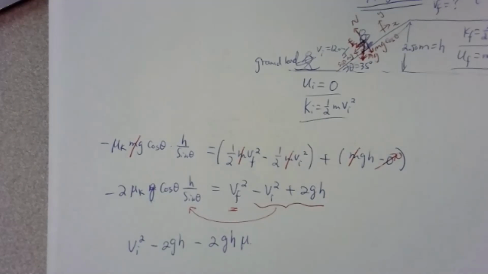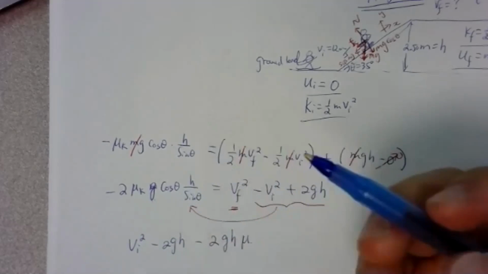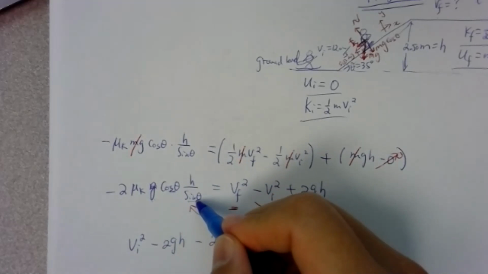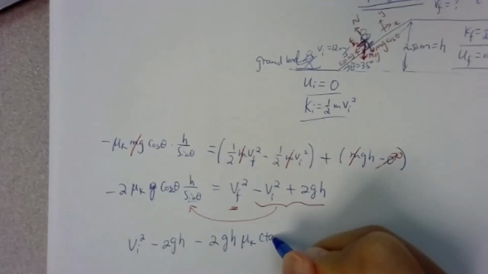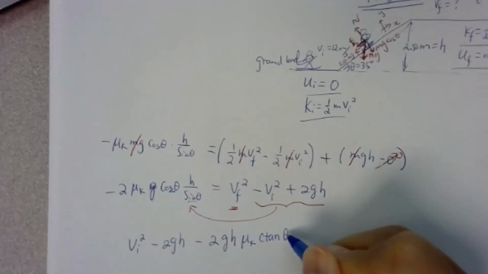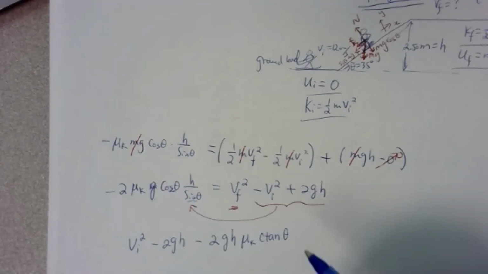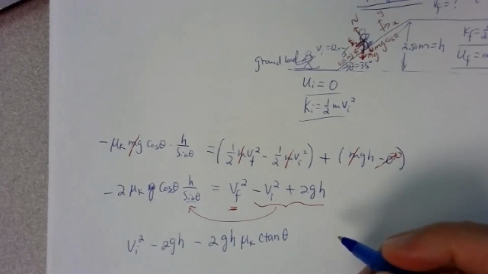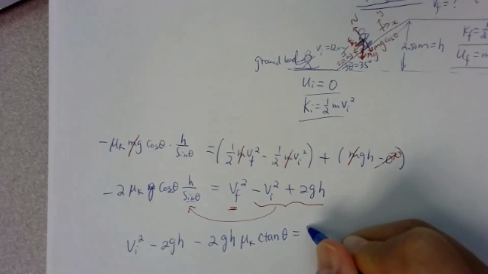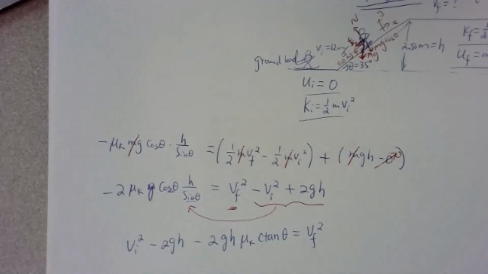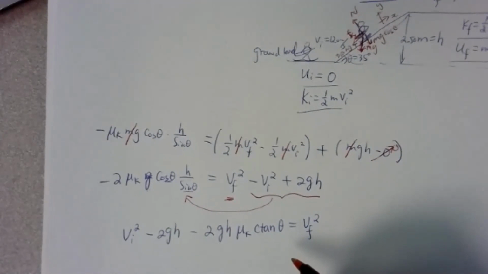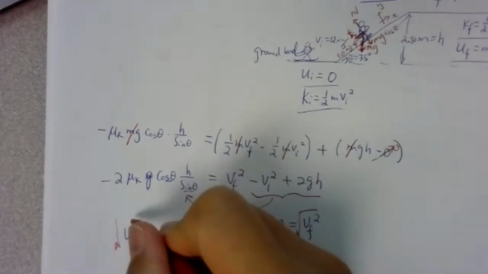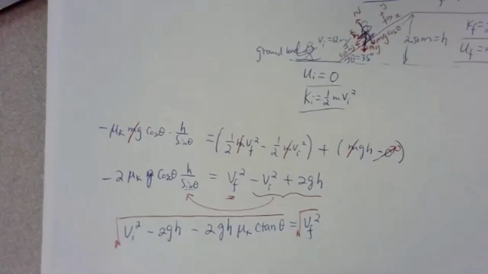Now take a look at this term here, the cosine over sine, that will give you cotangent. So you can put cotangent theta instead of writing cosine over sine. That's equal to v final squared. So to solve for v final, you just take the square root of both sides of the equation.